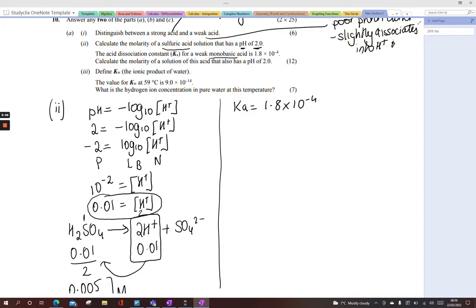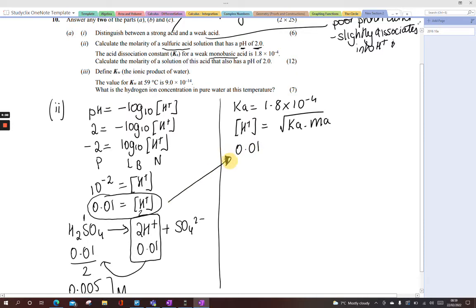Now think what's in our locker for the weak acids. The only thing we got is our pH formula and also our hydrogen ion concentration represented by the square root of Ka times Ma. Now we know the hydrogen ion concentration is 0.01 from here. Because it's monobasic, we don't need to divide by 2. Square root of 1.8 by 10 to the minus 4 times the molarity, which we're working out. So you can call it Ma or M or X, whatever you want. Now, how do you get rid of the square root? You square both sides.